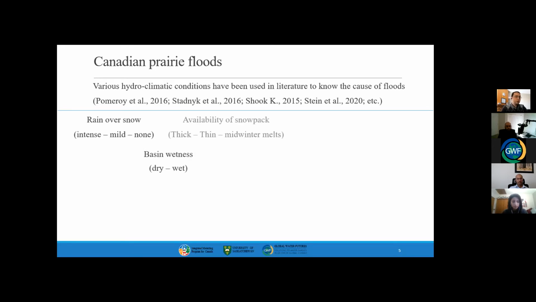Another condition is the availability of the snowpack, accounting for the accumulated snow that falls over winter and the possible losses that could occur from it.